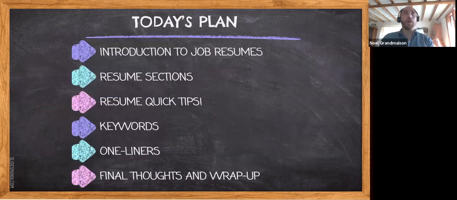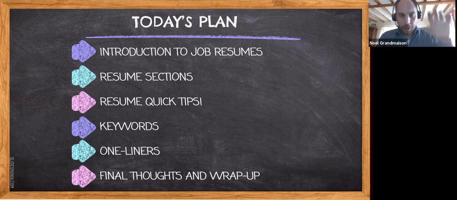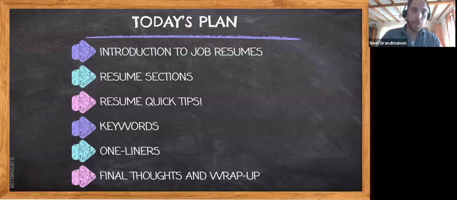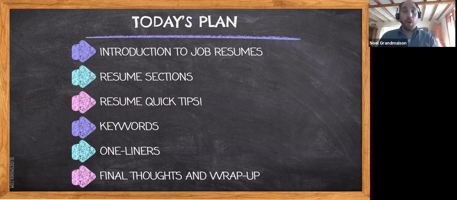Our plan. All right, so I'm going to give you a quick introduction to what a job resume is. You probably know. And then we're going to talk quickly about the sections that are in a resume, the six sections that are pretty much mandatory, and then a few optional ones. And then, as before, I'm going to give you some quick tips. Okay, and then we're going to talk about keywords. We'll take a break. And then we're going to talk about one-liners, final thoughts, and a wrap-up. Ideally, hence the break. Okay.